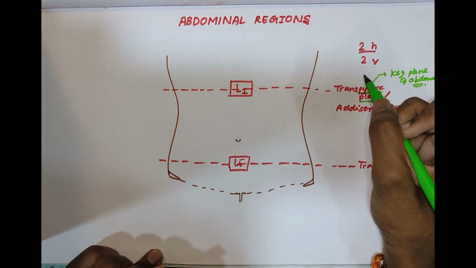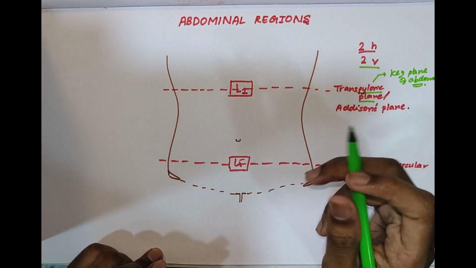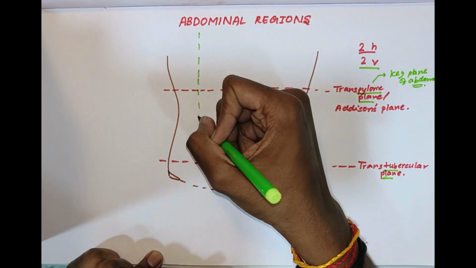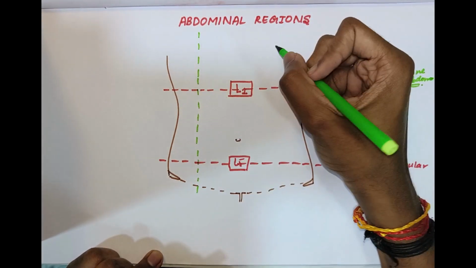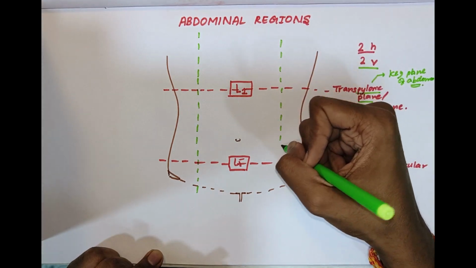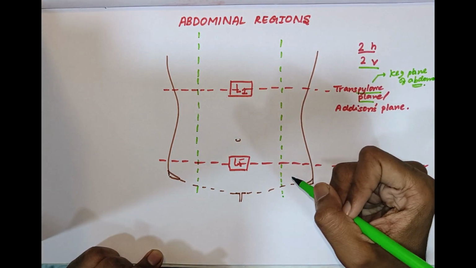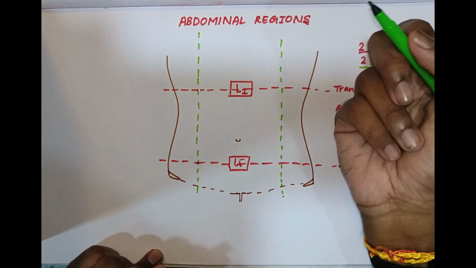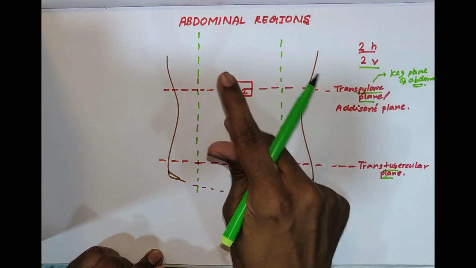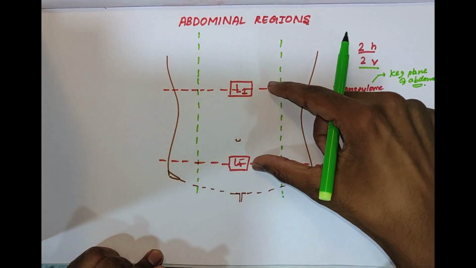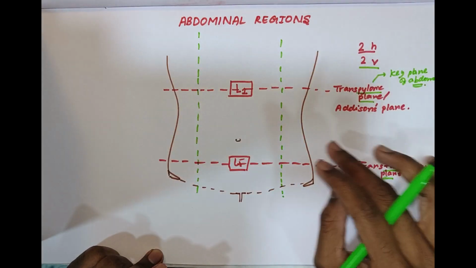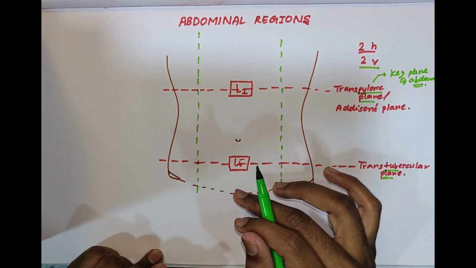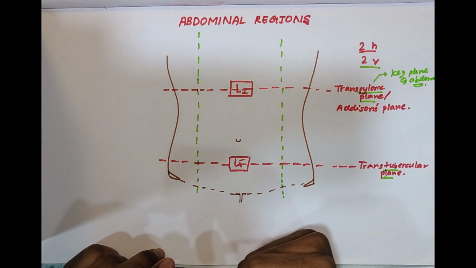Talking about the two vertical lines, we have the mid-clavicular lines on either side. Here we have one mid-clavicular line and the other mid-clavicular line. As the name suggests, it divides the clavicle into two halves, so it is known as a mid-clavicular line. Now as you can see, we have two vertical lines here and two horizontal lines here, and also we have 9 regions of the abdomen here. So this is how the 9 regions of the abdomen are actually divided.